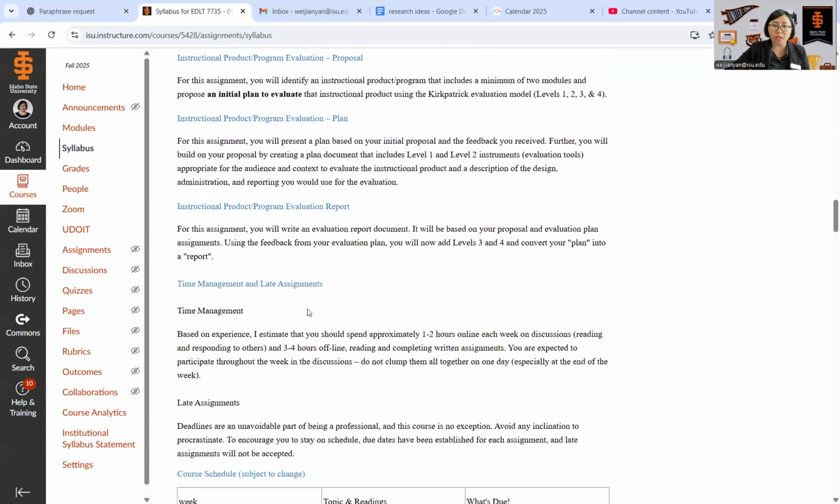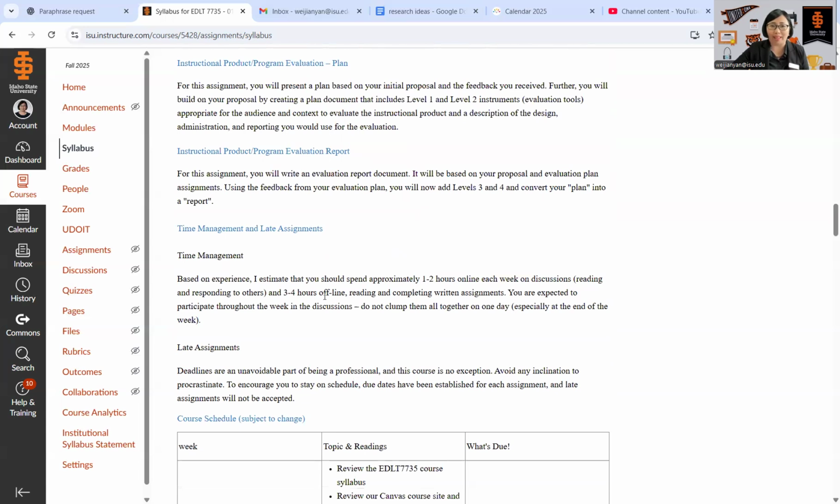So time management, as I said, I think you're going to spend maybe 6 hours per week on this course. You're going to read, you're going to think, and you're going to respond to your peers' homework or assignments or group discussions. So it takes a lot of time. Plan your time wisely and assign some time to this course based on your busy schedule.